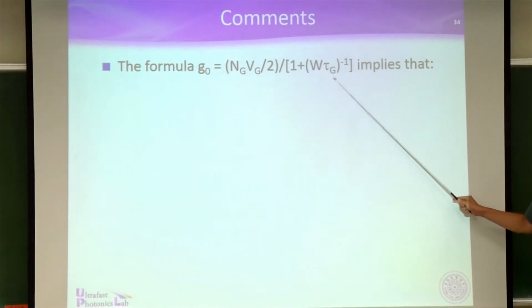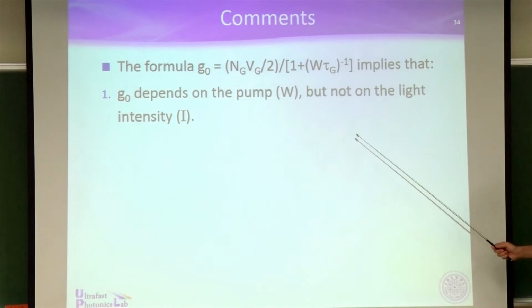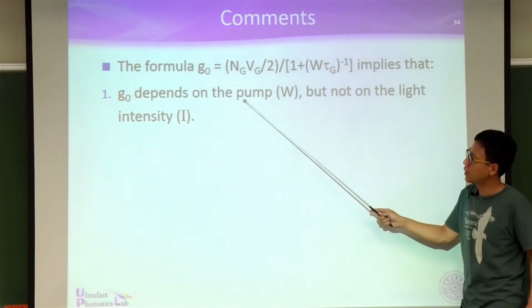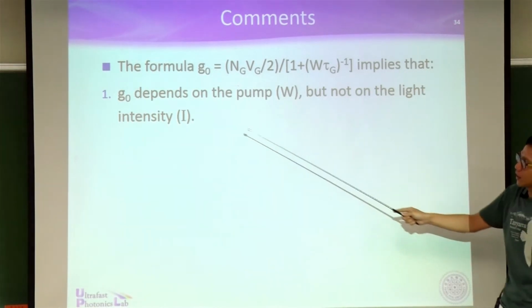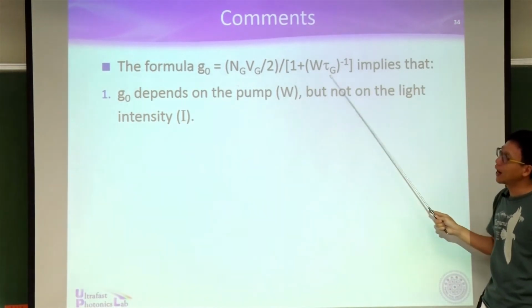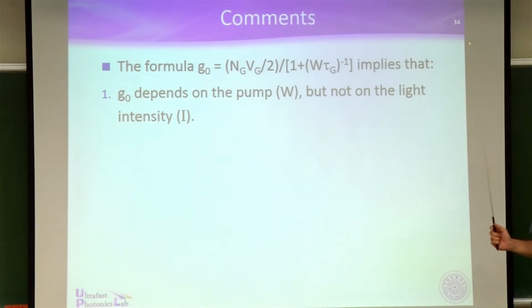Okay, the small signal gain formula here implies some things. First, the small signal gain depends on the pump W here, but not on the light intensity I, because there is no I in the formula. It's reasonable because small signal gain means the gain when there is no coherent light intensity.